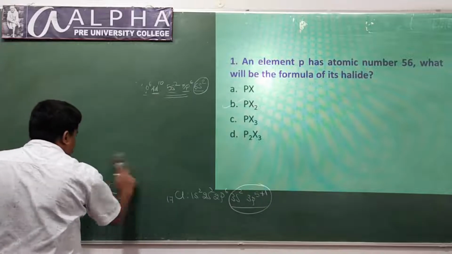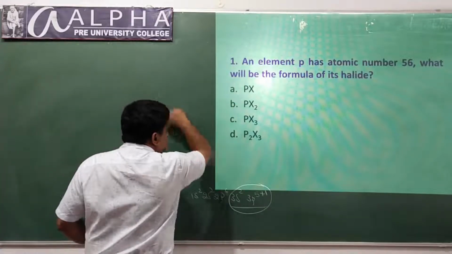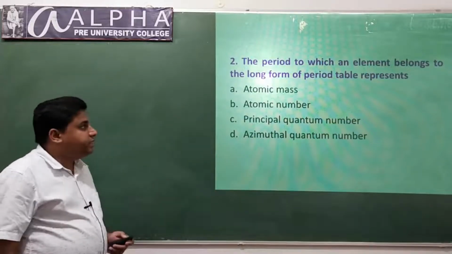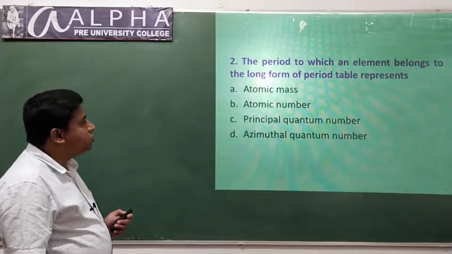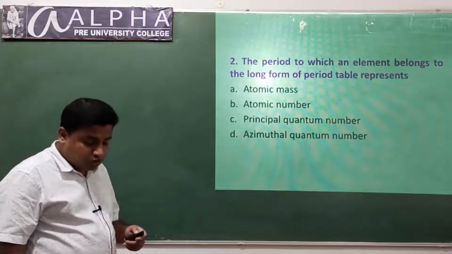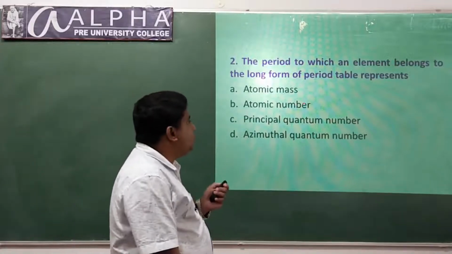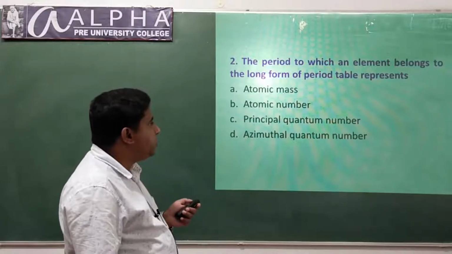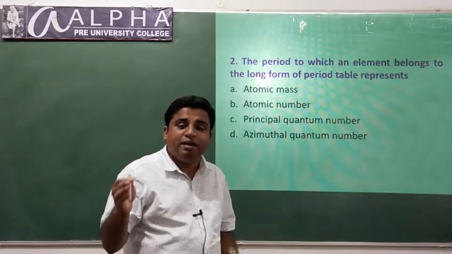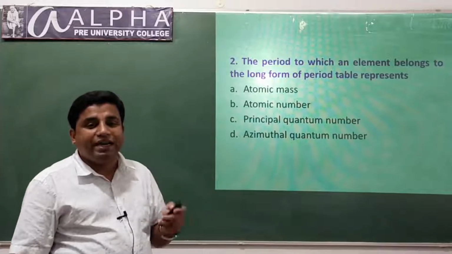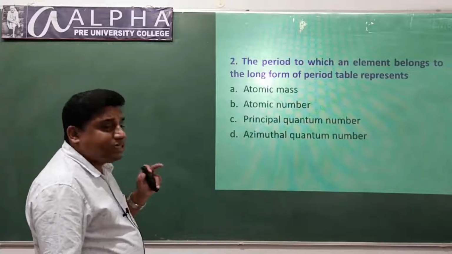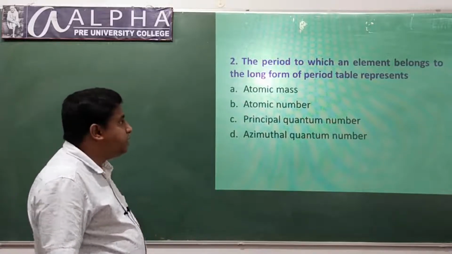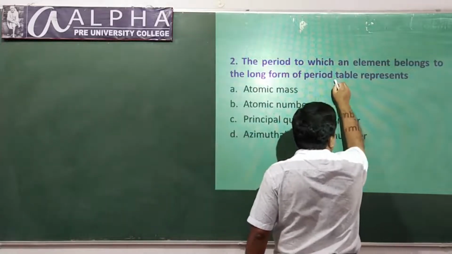We'll go with the next question, students. The next question says: the period to which an element belongs in the long form of the periodic table represents what? A very important question. That means, what does the period number indicate? Just look here. The question is: the period to which an element belongs in the long form of the periodic table represents what? That means, what does the period number indicate?